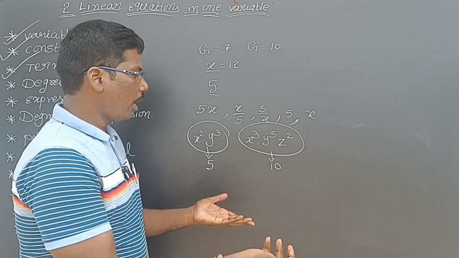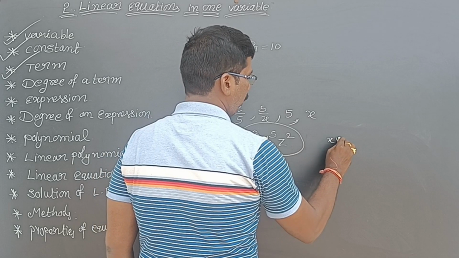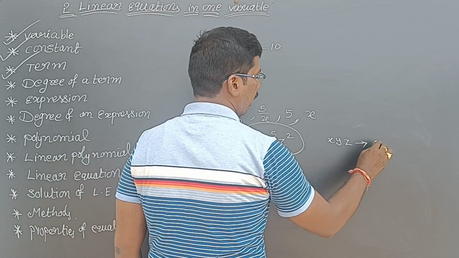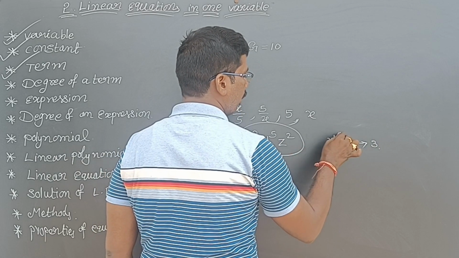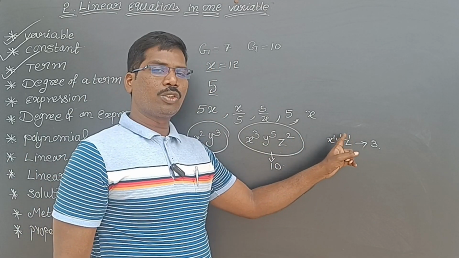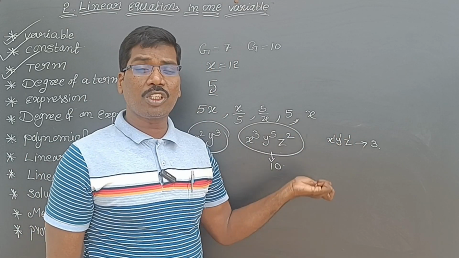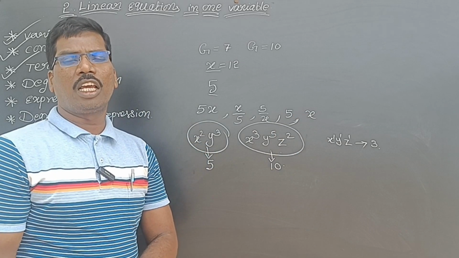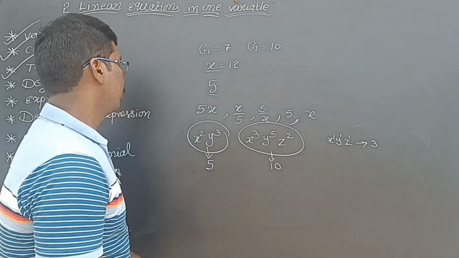Now I will write one more: x y z. What is the degree? That is 3, because x is 1, y is 1 and z is 1. So the powers are 1 plus 1 plus 1, total 3. So the sum of the powers of the variables which are present in a term is called the degree of the term.